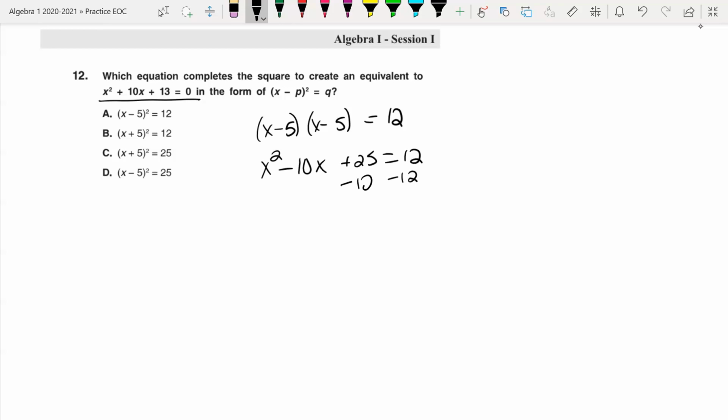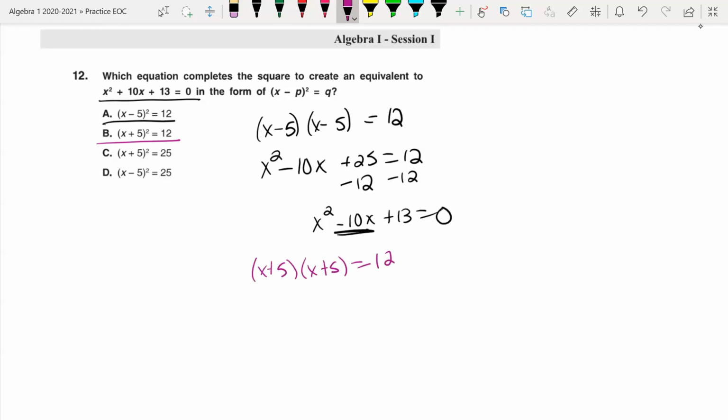So I could subtract 12. Well, that's awfully close, but it's got a minus 10x instead of plus 10x. So that was A, just me foiling it out. So then I go to B. If I FOIL it out, x plus 5 squared equals 12, so I get x squared plus 10x plus 25 equals 12. I subtract 12. I get x squared plus 10x plus 13 equals 0.